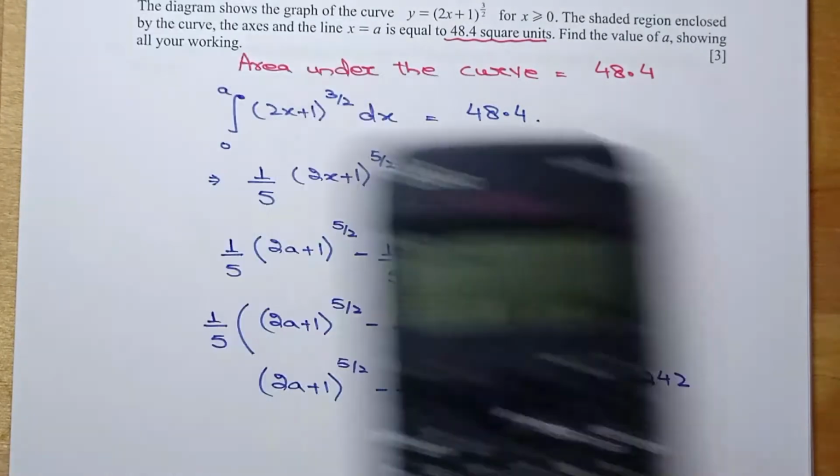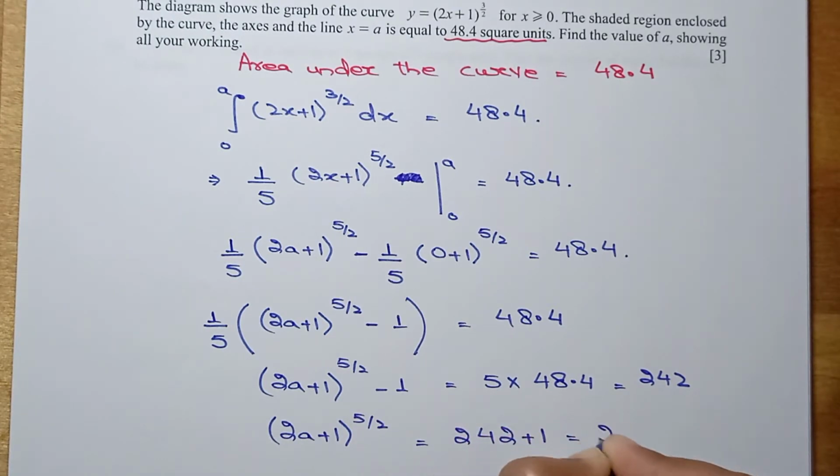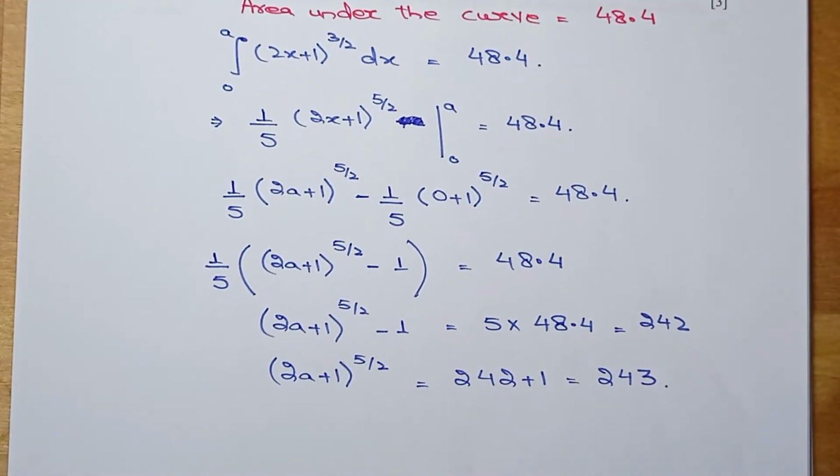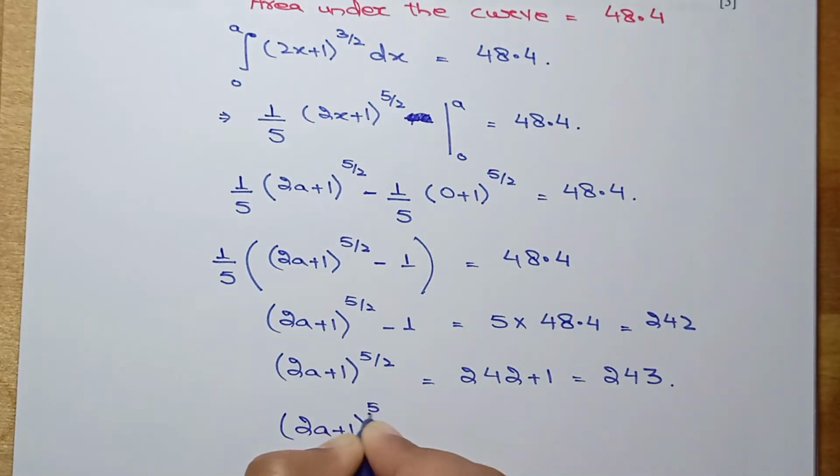242, and in the next step we have (2a + 1)^(5/2), and then shifting 1 to the other side, 242 plus 1 is 243, right? Okay, now we need to get rid of this exponent, that is 5/2, by taking the power 2/5 on both sides of (2a + 1)^(5/2).